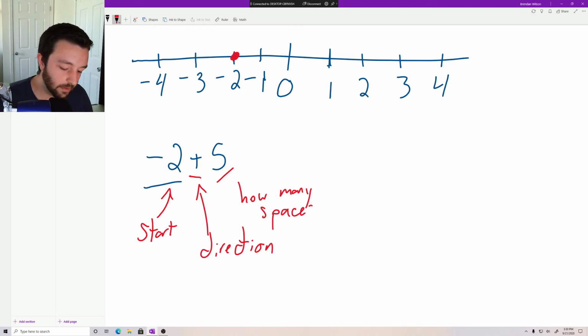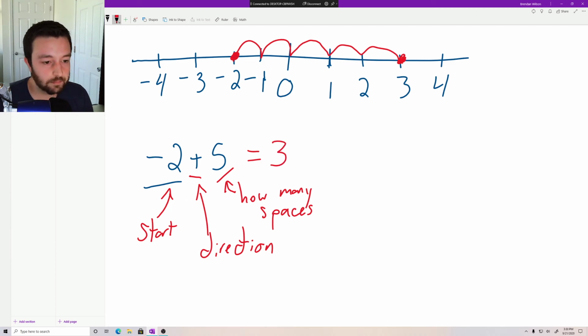So start at -2, go to the right 5 spaces. We go 1, 2, 3, 4, 5. And then we're at 3. So our answer here is 3.